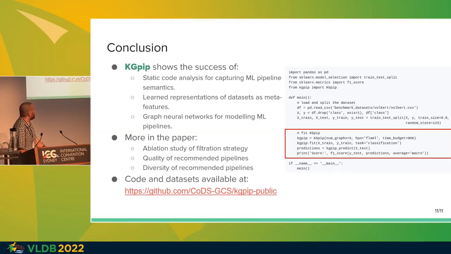The code and datasets are publicly available on GitHub. We designed our system to have a very simple API, so I encourage you to give it a spin. You can just load the dataset like that and use the simple APIs to fit and predict the score for a simple dataset. Thank you so much for listening.